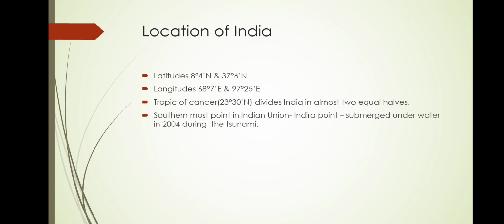Okay, now I explained that the Tropic of Cancer divides India into almost two equal halves. Then we have the southernmost point. If you see the southernmost point, which is in Andaman and Nicobar, the Indira Point. If you remember, in 7th class you studied about the tsunami which occurred in the Bay of Bengal region. So there it was submerged, the southernmost point, which was Indira Point, was submerged in water in that tsunami, and that was the southernmost point of India at that time.